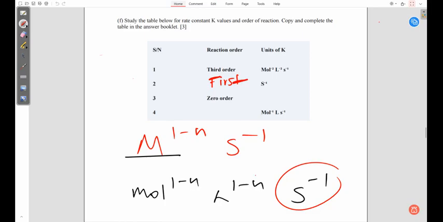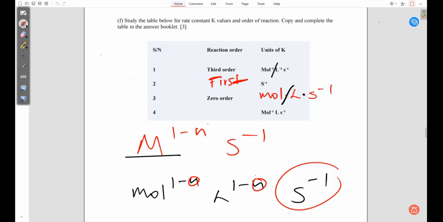For a zero order, if you plug in a 0, it will end up with mole to the power 1, liter to the power 1, and then second negative. So you can just remove the ones, so it's just something like mole, liter, second negative. That doesn't actually make sense that way. This is supposed to be mole per liter second negative, so it's a product there.